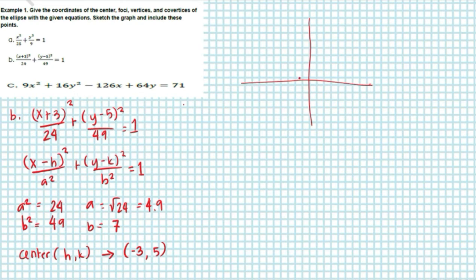So, let's say here we have negative 3 and 5. So, here we have 1, 2, 3. Dito na lang natin. So, we have 1, 2, 3, 4, 5. So, here. So, ayun yung ating center. Then, meron na rin tayong values ng semi-minor and semi-major axis. So, i-plot na rin natin dito.